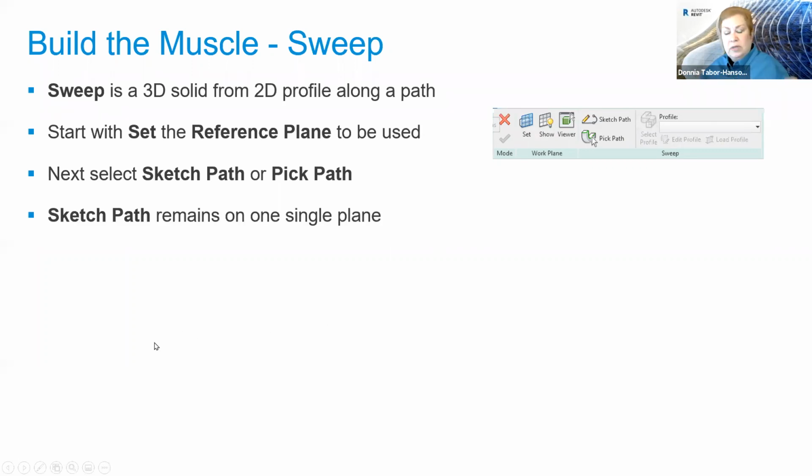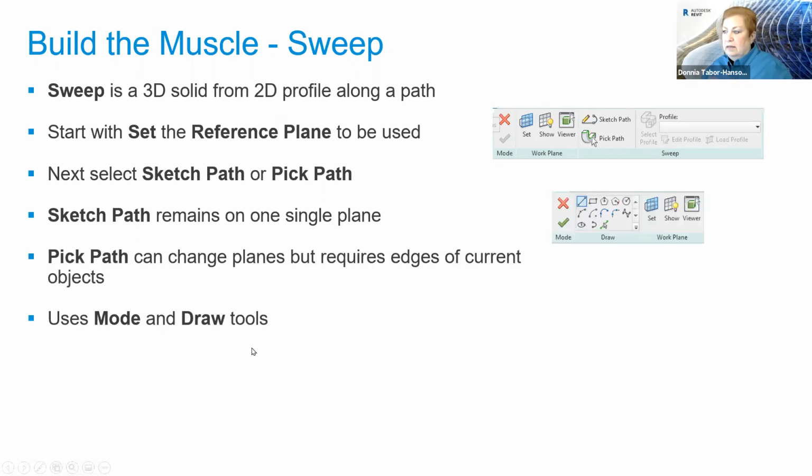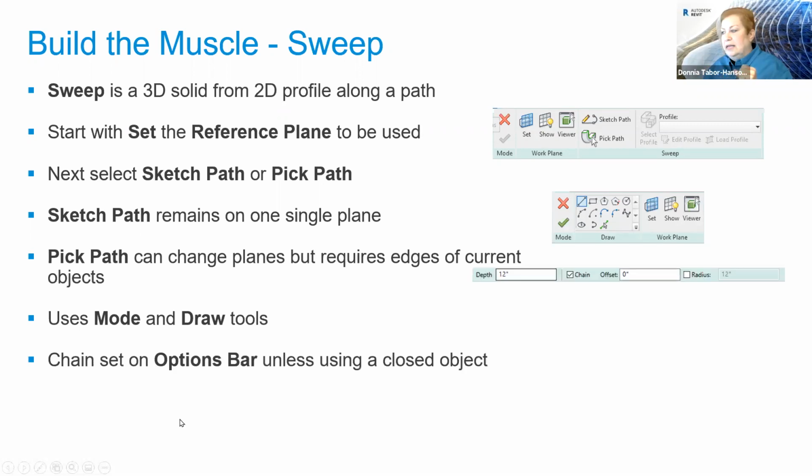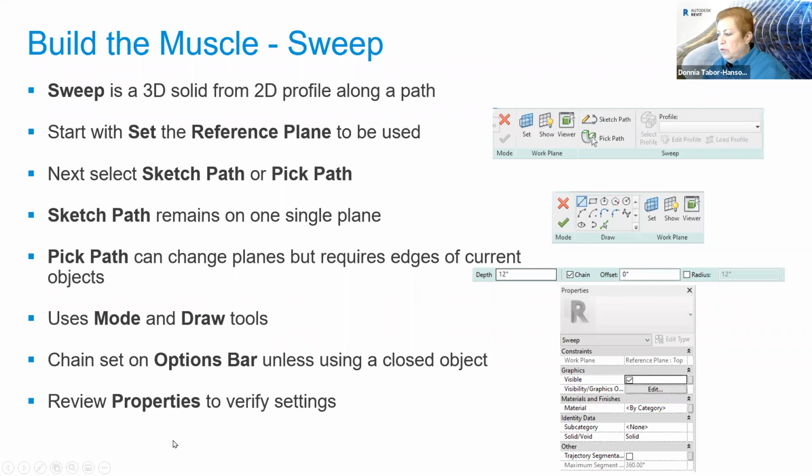Sketch path remains on one single plane. Whatever plane you have picked and set, that's where it's going to stay. If it is a pick path, you can actually change planes depending on the surfaces and the edges that you're picking. Yeah, so it can change planes. It does use the draw tools. And if you're using a closed profile, the chain won't be there. You can use a closed profile for your path and make it go all the way around something and close up. And you do want to review your properties.